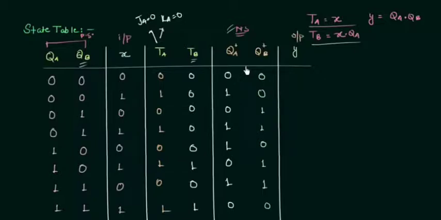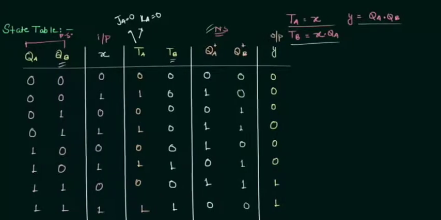But we also need the output. The output is Y, and Y is equal to QA and QB. We have to just take the AND operation of QA and QB, and it will give us 0 0 0 0, again 0 0, and the last two cases are 1 1. So we have everything now to make our state diagram.